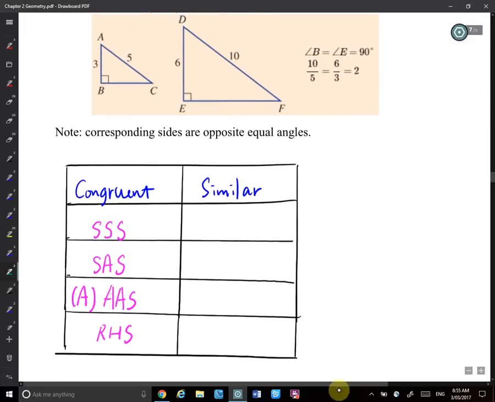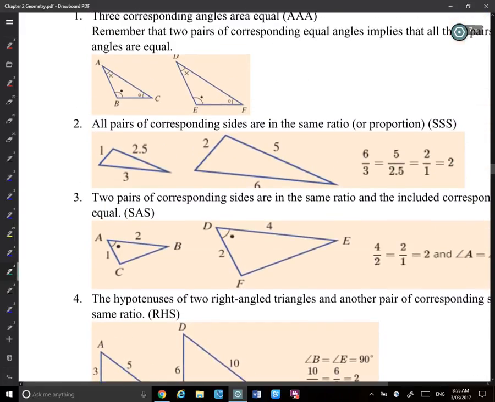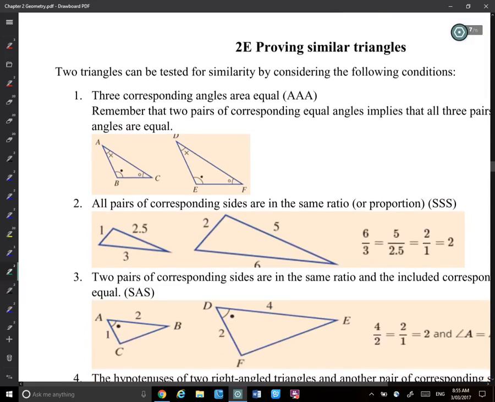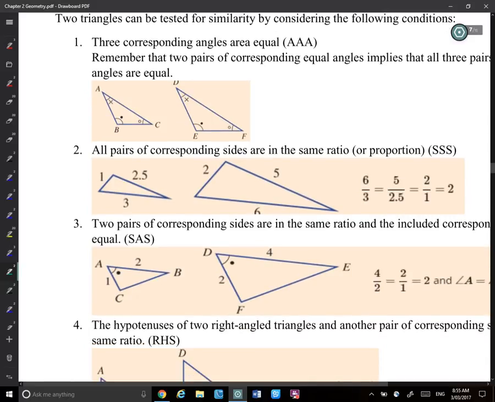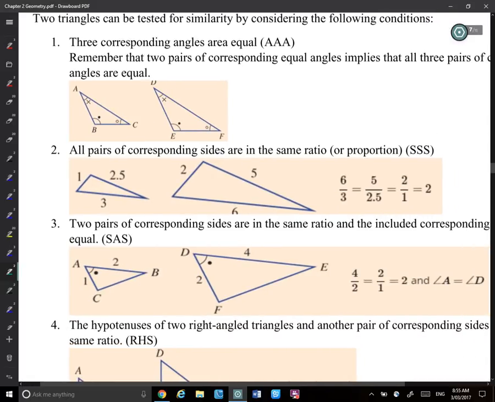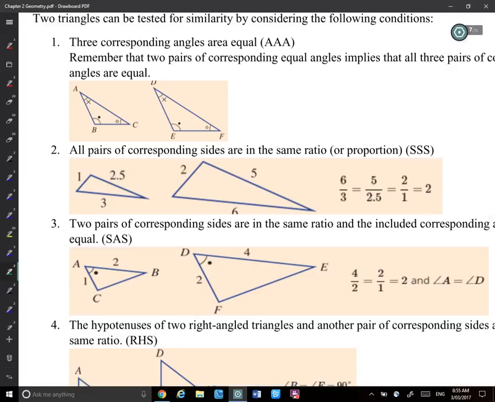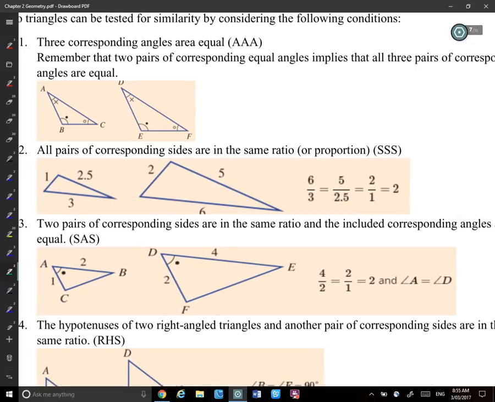Let's have a look. There are four rules for similar triangles as well. For the first one, three corresponding angles are equal, AAA. Remember, two pairs of corresponding angles equal implies the third pair of corresponding angles is also equal. So you just need to say two pairs are equal, then the third pair will automatically be equal, because the angles sum to 180.